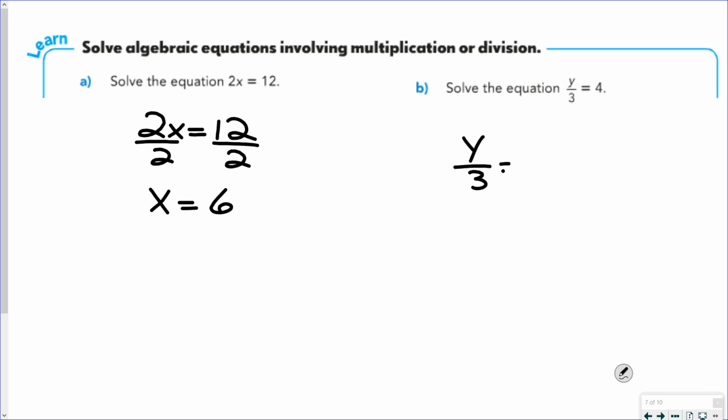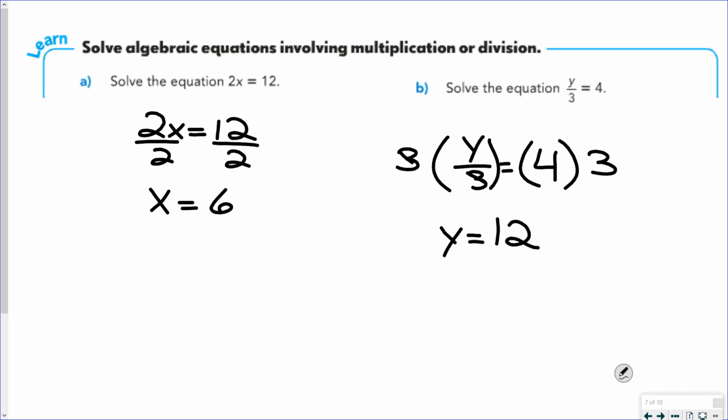y over 3 equals 4. Well, y over 3 stands for division. So in order to isolate our variable, we need to do the opposite. So the opposite of division is multiplication. So we're going to multiply both sides. And to show that, we're going to put the y over 3 in parentheses. We put the 4 in parentheses. And since we're dividing by 3, we're going to multiply by 3. The 3's would cancel each other out. So we're left with y. And 4 times 3 is 12. So y would equal 12.